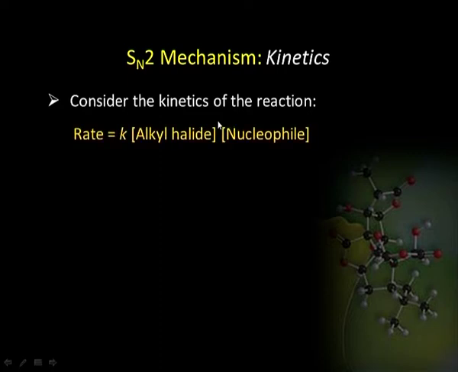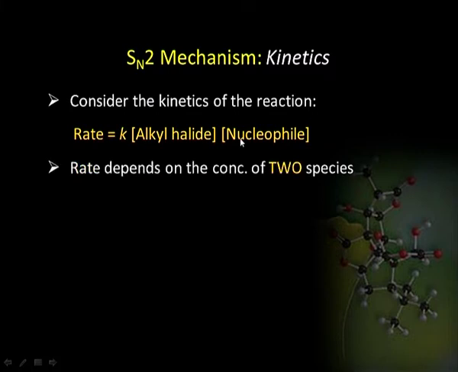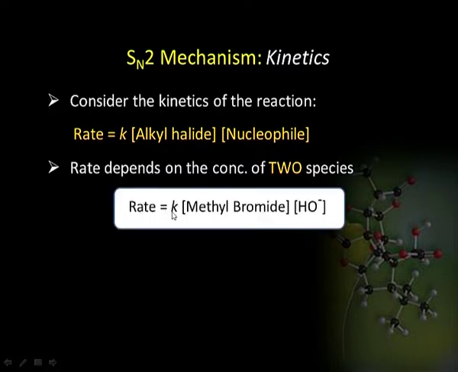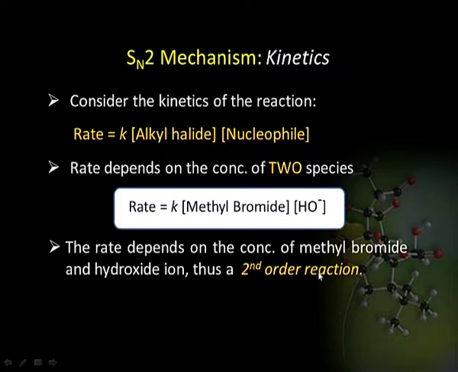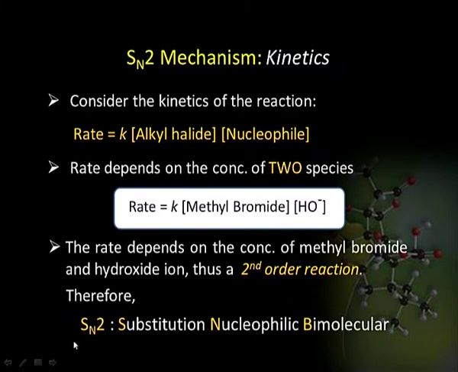You would recall that a rate equation is: rate is equal to the rate constant, the concentration of the alkyl halide in this particular case, and the concentration of the nucleophile. In reactions of alkyl halides, the rate depends on the concentration of two species, especially for the SN2 mechanism. So, the rate will be equal to k, the concentration of methyl bromide and the concentration of the nucleophile, hydroxide in this particular case. The rate depends on the concentration of methyl bromide and hydroxide ion, and therefore, this reaction from the kinetics point of view is a second order reaction. Therefore, we call it an SN2 mechanism.